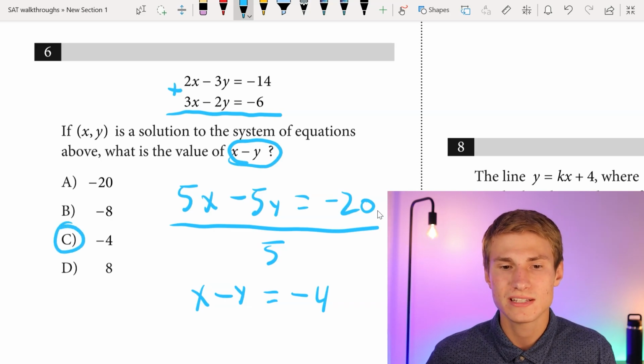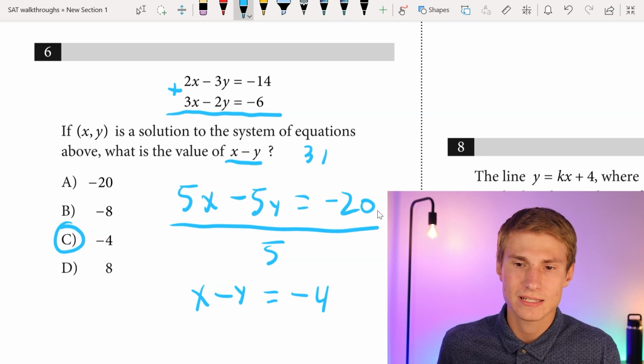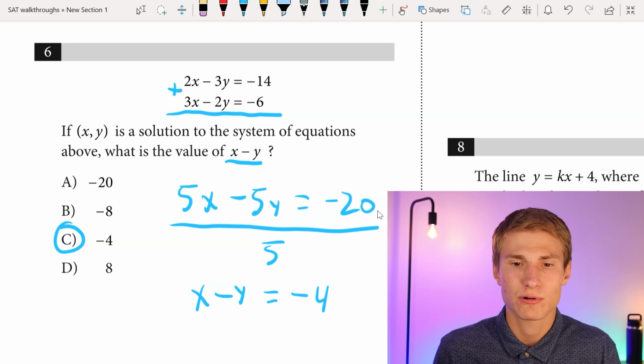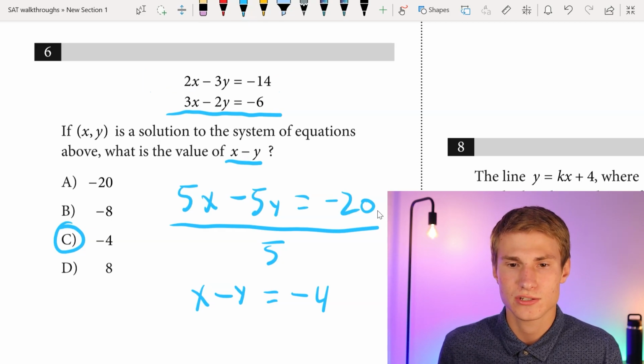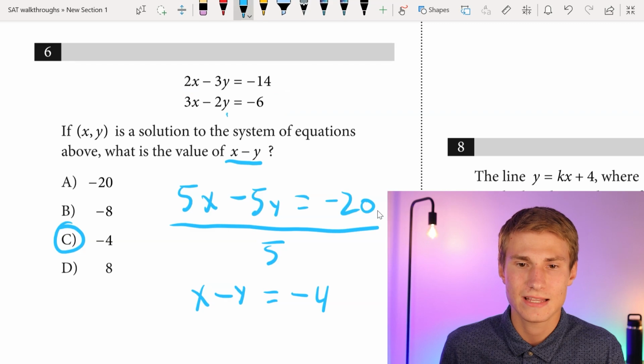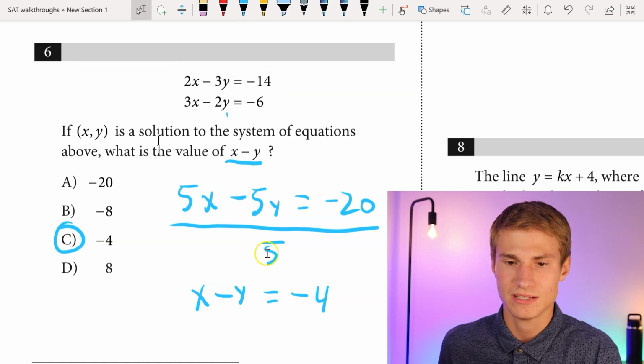So what you want to do in these situations where you have to solve for something like x minus y, or maybe it's 3x plus 2y or something like that, is find a way where you can add or subtract your bottom equation from your top equation, and sometimes you have to multiply one of those equations by some constant, and then use that to get to your answer the fastest. So anytime you see a stacked equation like this, always be looking to use that trick. So in this case, we got our answer. Our answer there is going to be C.